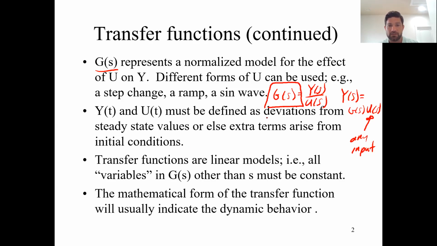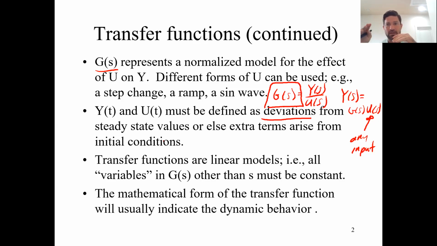And so when we do a transfer function, we work in terms of deviation variables. So deviation variable means variation from steady state. Okay, so we're going to write our models and convert them into deviation variables. And so essentially what the transfer function tells us is that if the input changes by a certain amount, the output changes by a certain amount.